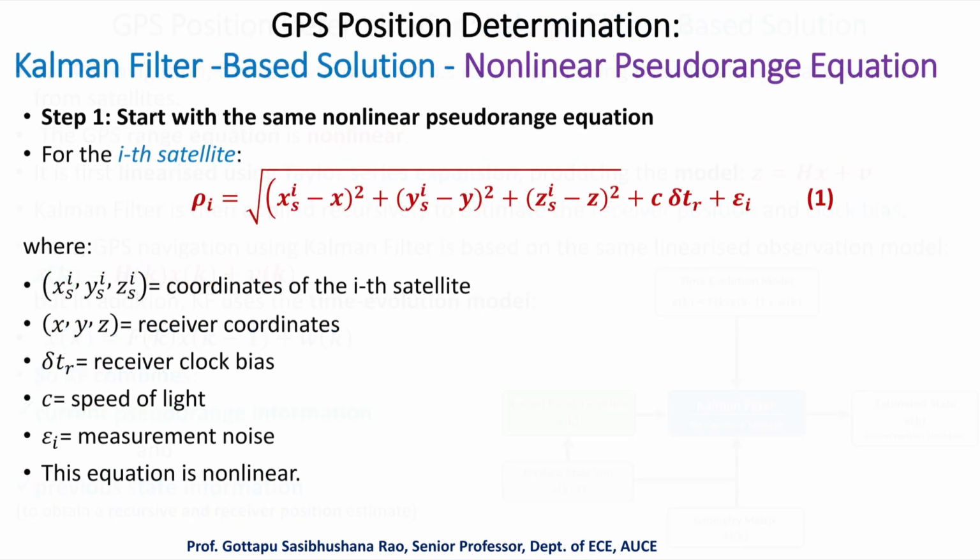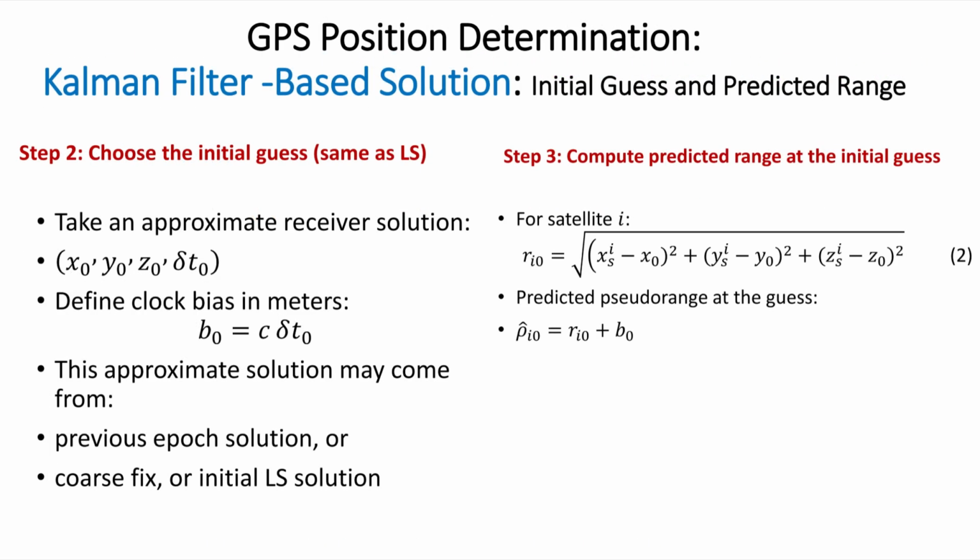solution. We begin with a basic pseudorange equation for each satellite. It relates the measured pseudorange to the satellite position, receiver clock bias, and measurement noise. Since this equation is nonlinear, it must be linearized before applying the Kalman filter. First, an approximate receiver position and clock bias are selected. This initial estimate may come from a previous solution, a coarse position fix, or a least squares solution.